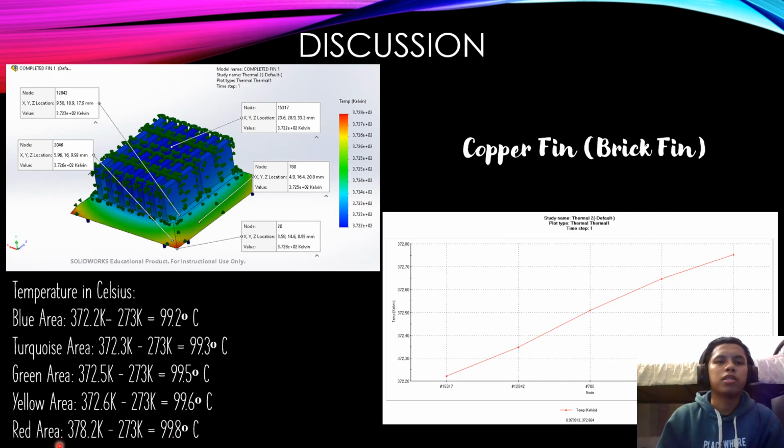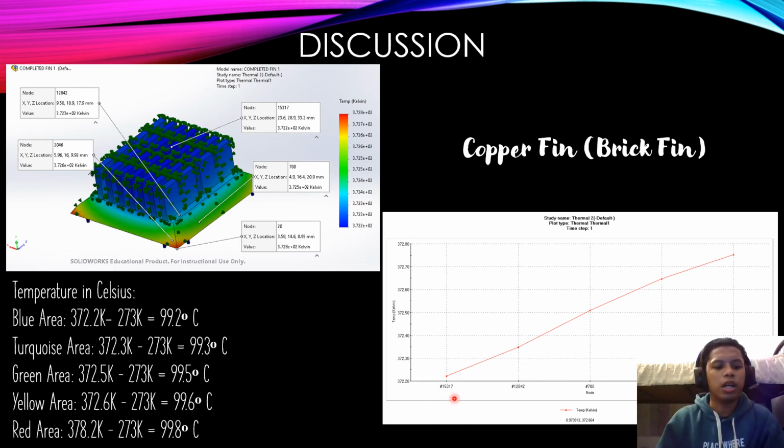Hi, assalamualaikum and sejahtera. My name is ISKANDAR. I'm going to talk about the discussion for the assignment. For the copper fin, there are 5 colors: blue, turquoise, green, yellow, and red. Here is the graph. As you can see, the red one is the highest, which means the temperature is very hot, around 99.8 degrees Celsius. The blue one shows a temperature of 99.2 degrees Celsius.